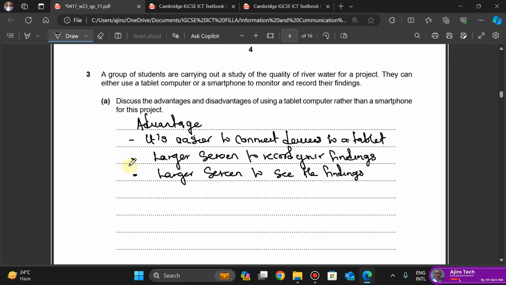And now we will look at, okay, this is 6 marks. I think that's fine. In terms of software, you have more software for the tablets than that of the smartphone. Okay, so I can have suitable software.